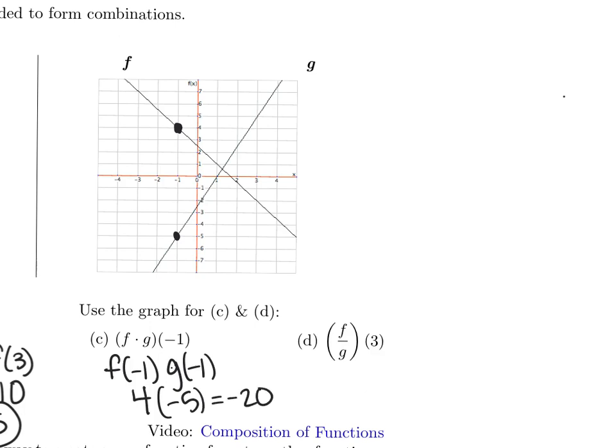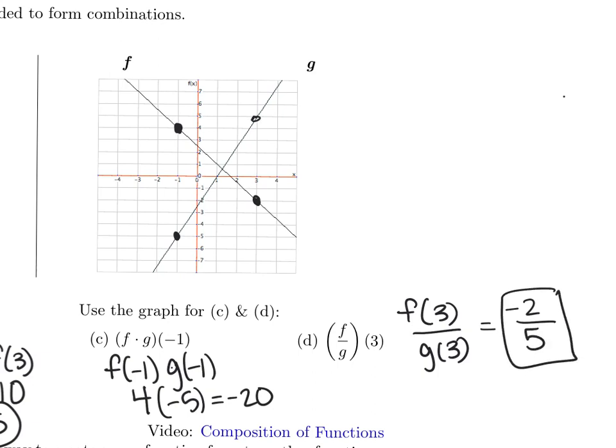Okay, so the next one, f of 3 over g of 3. So we're going to go to our f function at 3, and that would be right here. And so that would be -2. And then the g function at 3 would be 5, so we get a -2/5.